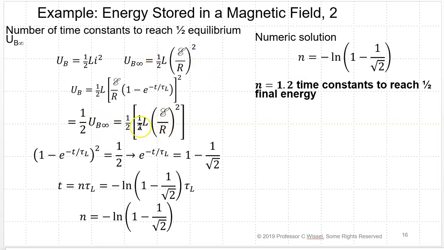That's just this, multiplied by 1/2 to make that. Now at this point, we're ready to do some algebra on this. So we're going to equate these two and solve it for the time. The time will be n times τL. Now n does not have to be an integer.